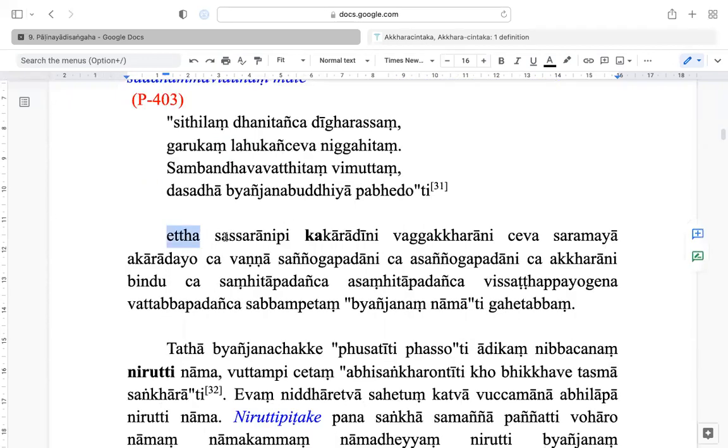So Sasarani Kakaradini. Sasara means sa and the sara, together with the vowel. So Kakaradini, ka etc. Vagakarani, the consonant or the ekra of the Vaga group. So those Vaga group consonants, ka together with the vowel a. And the Saramaya, Akara deyocha. Saramaya, so commonly, you know, the word Maya we are familiar with in the sense of made, like Ayomaya, made of iron, Manomaya, made of mind, made by mind, and so on.